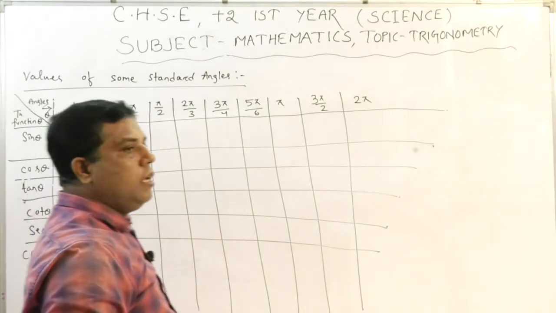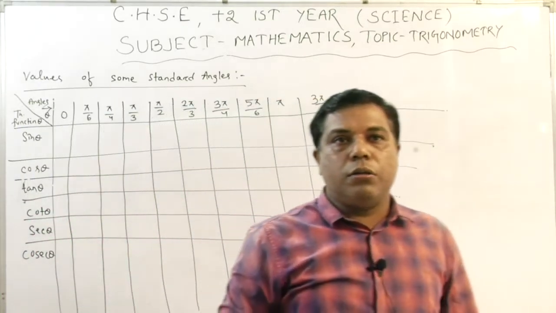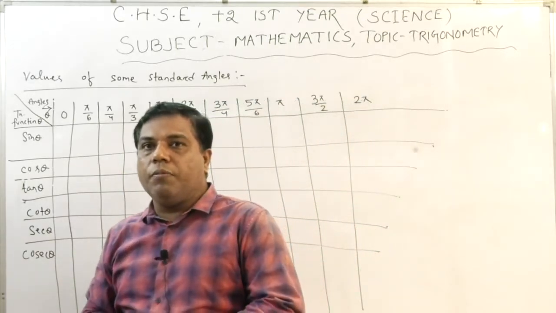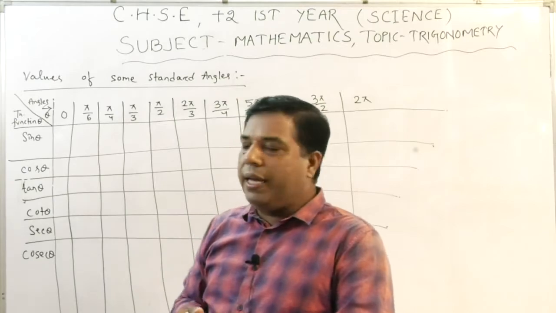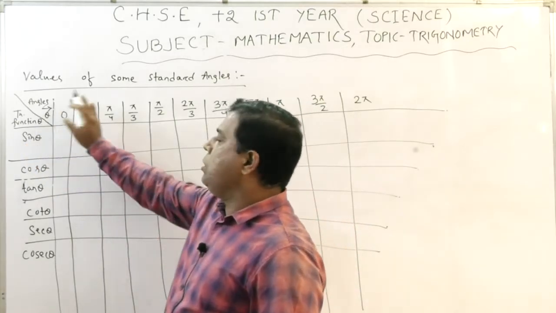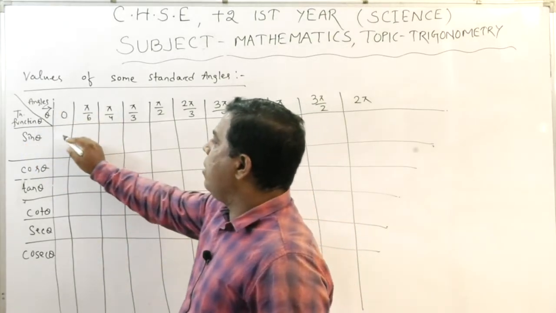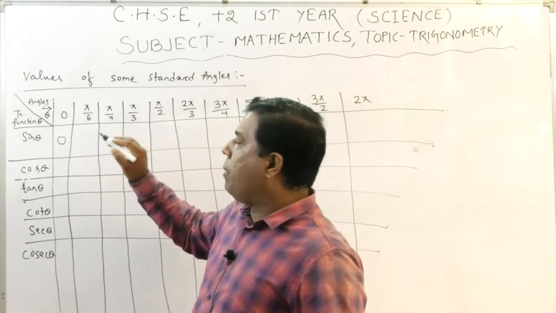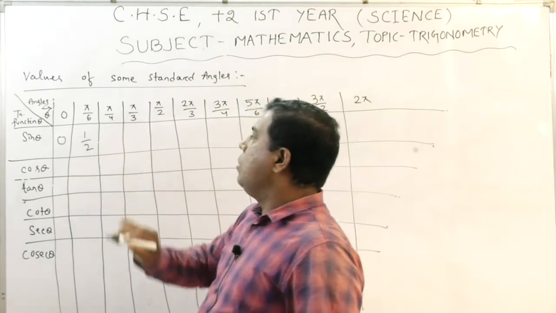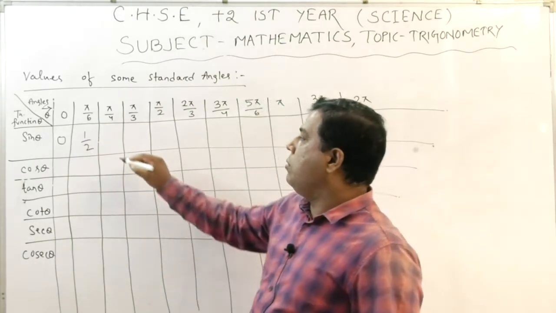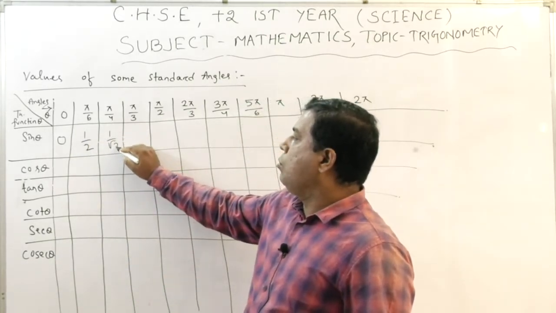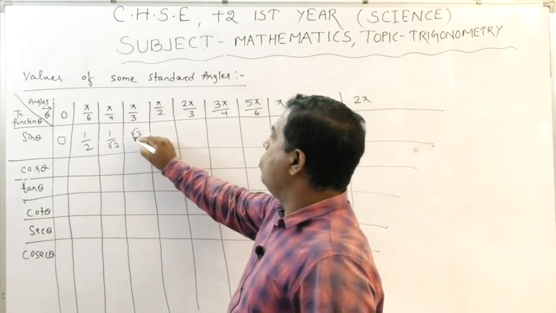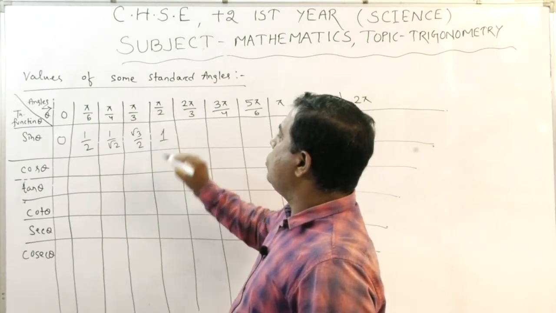Okay, dear students, now we will see one by one. We will go through the trigonometric values of the angles. Okay, so you see sine of 0 is 0. And sine of pi by 6 is 1 by 2. Sine of pi by 4 is 1 upon root 2. And sine of pi by 3 is root 3 upon 2. Sine of 90 is 1.